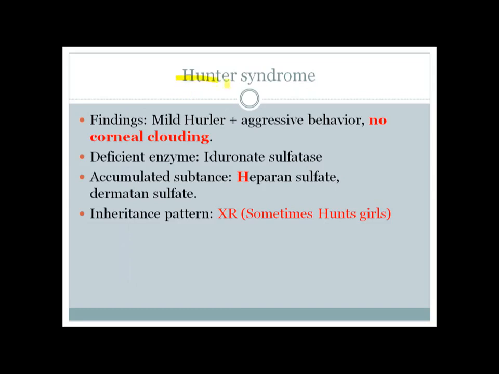Another important mucopolysaccharidosis is Hunter syndrome. Here you can see again the H, so the accumulated substance is heparan sulfate, H, and also dermatan sulfate, which is less important. In Hunter syndrome, there will be features suggestive of Hurler syndrome, which will be mild. There will be aggressive behavior, because hunters have very aggressive behavior, and hunters can see very clearly, and that's why they don't have any corneal clouding. If you have corneal clouding, you might want to leave the profession of hunting. You have to be very aggressive, and you have to have a very clear distant vision. The deficient enzyme in Hunter syndrome is iduronate sulfatase.